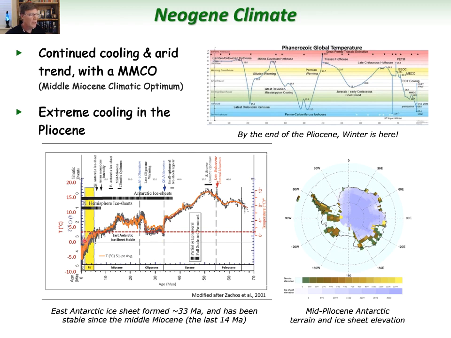Extreme cooling at the end of the Neogene in the Pliocene epoch, that's where we see the cooling effect. So much of the Neogene, it's cool and dry but stable, but then right at the end there's a change and it becomes increasingly cold.